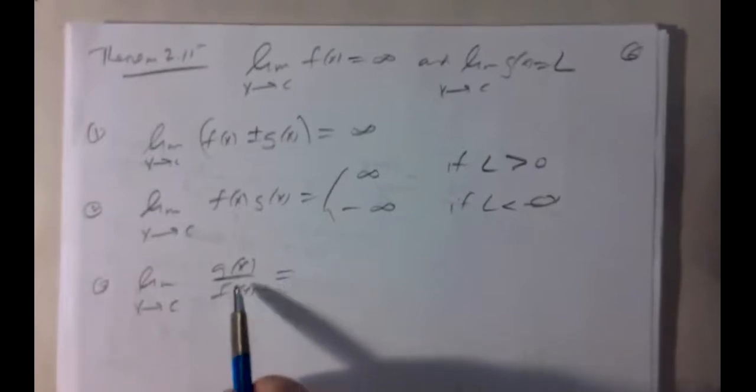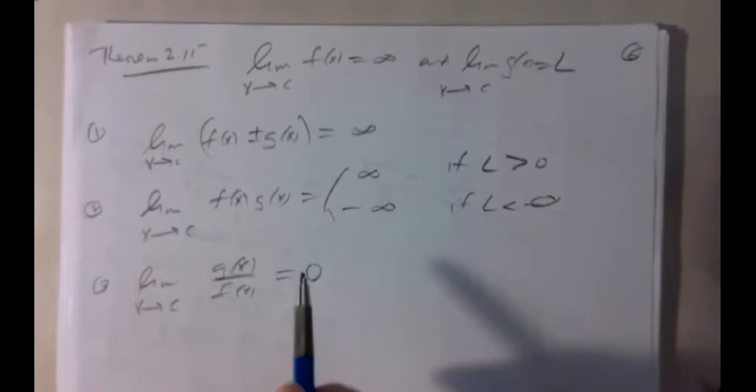And the limit of g of x over f of x as x approaches c. This approaches a finite limit. The denominator is going to infinity. So this is 0. So this denominator is getting bigger and bigger and bigger.